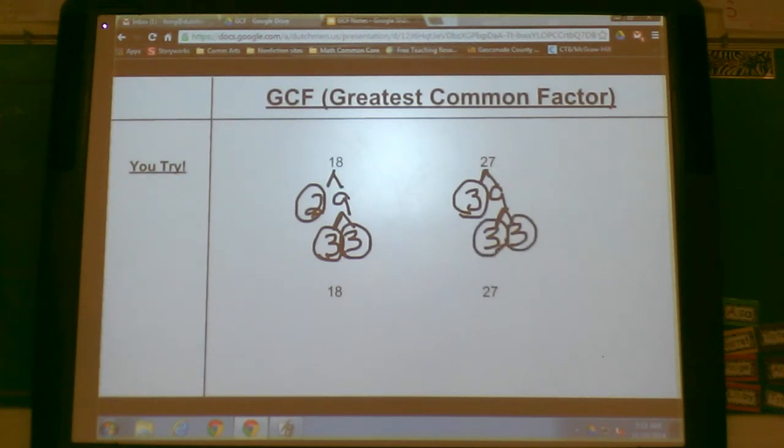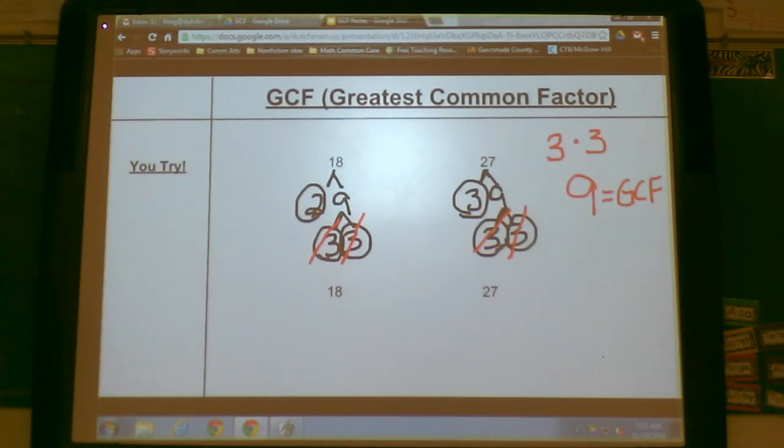Okay, now I need to go through and find the numbers that match, that are in both factor trees. I have a 2 here, but I have no 2's here. I have a 3 here, and I have a 3 here. So that's 1 3 that they have in common. I have another 3 here and here, so that's another 3 that they have in common. They have nothing else in common, so now I multiply out my numbers. 3 times 3 is 9. 9 is my GCF.